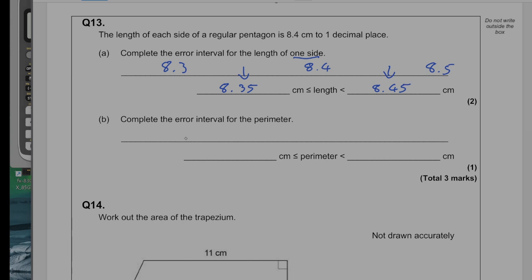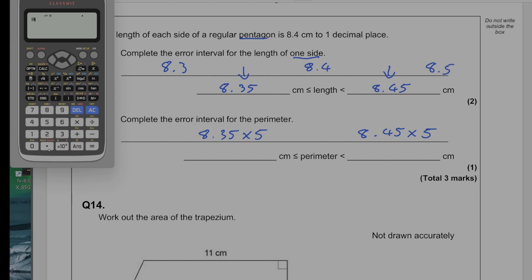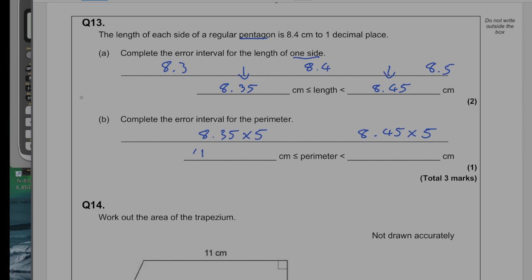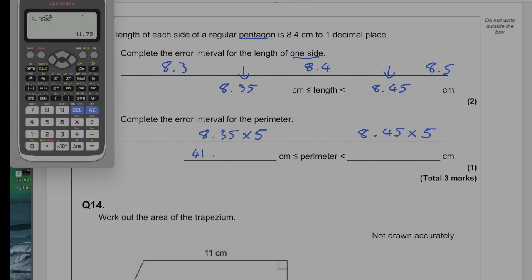Right, complete the error interval for the perimeter. So we're going to take the lower bound, 8.35, and what were we looking at? A pentagon, so we've got to times that by 5, and then 8.45 times by 5. Although I think we can just say it's going to be... yeah, we'll do that though. 8.35 times by 5 is going to give us, as a decimal, 41.75.